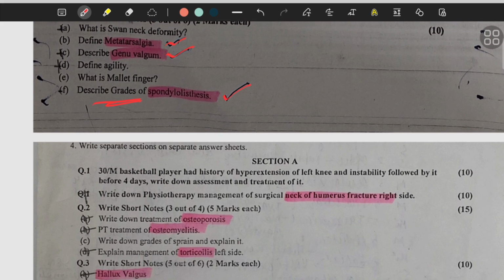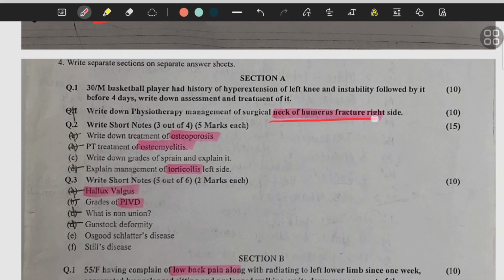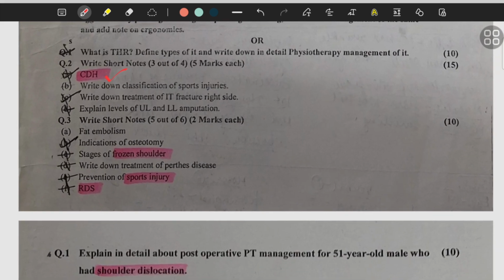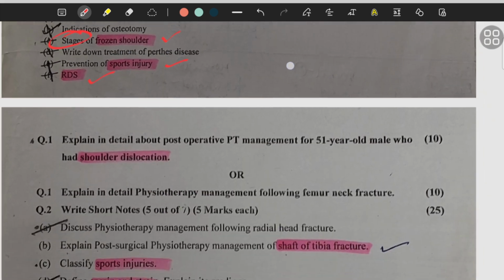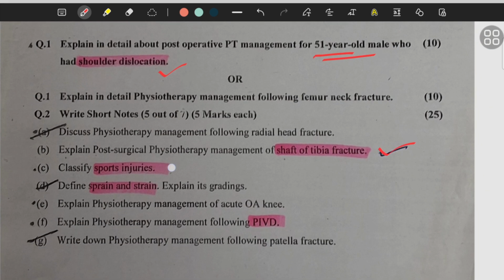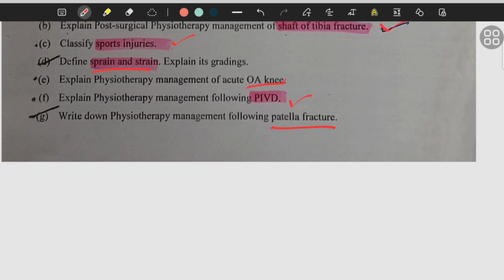Over here they have asked to describe the grades, so do know the grades. Neck of humerus fracture, osteoporosis, osteomyelitis, torticollis, and that too they have again mentioned the side, hallux valgus, PIVD, low back pain, CDH, congenital dislocation of hip. Then frozen shoulder, over here they have asked you the stages. Then sports injury, redislocation of the shoulder. Then again shoulder dislocation, mentioning the year. Then shaft of tibia fracture, sports injury, sprain and strain, again sports injury, OA of knee, PIVD, patella fracture.